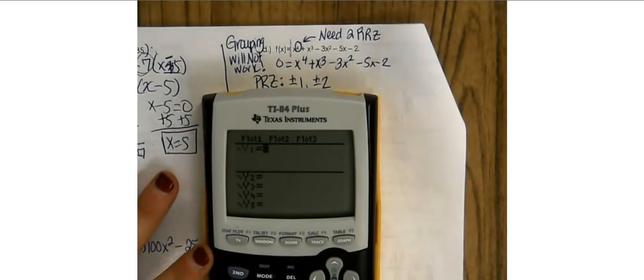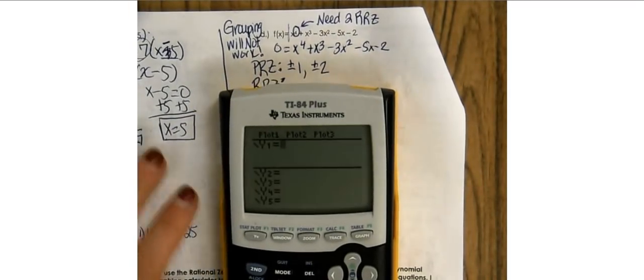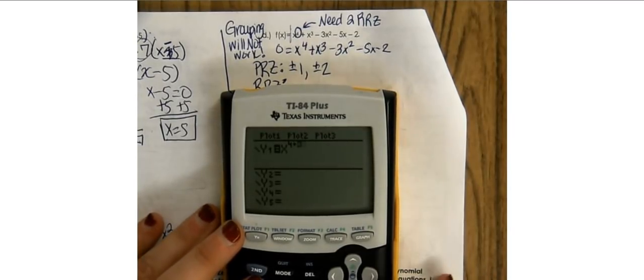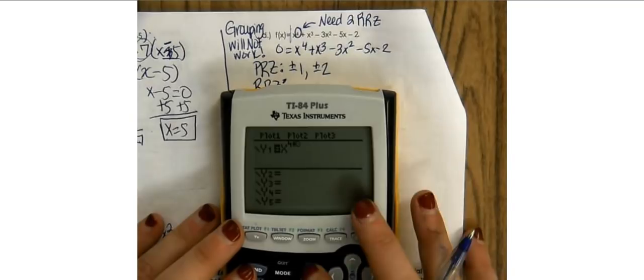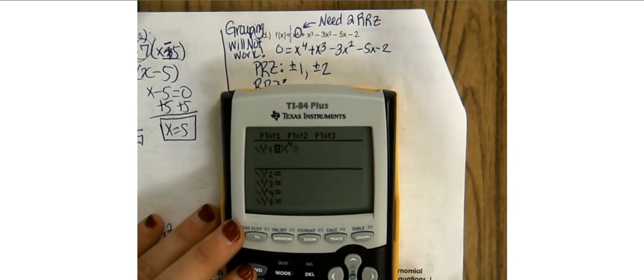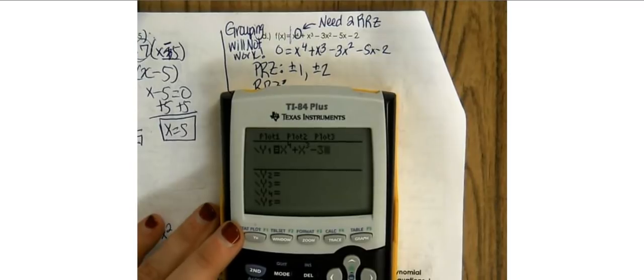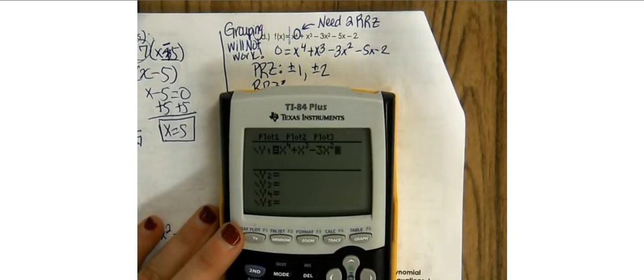All right, so I'm going to go into my graphing calculator, and I'm going to enter in x to the 4th power plus x to the 3rd minus 3x squared minus 5x minus 2.